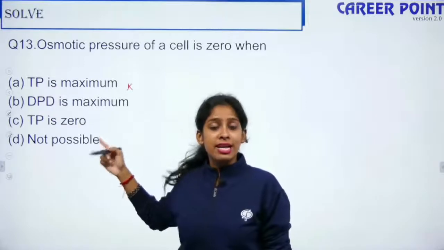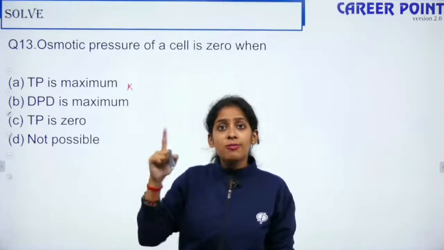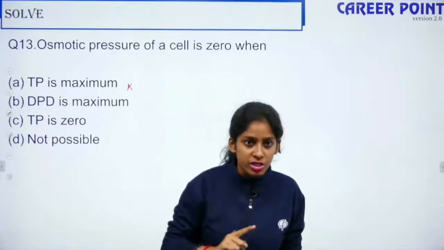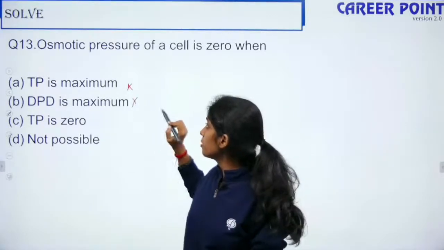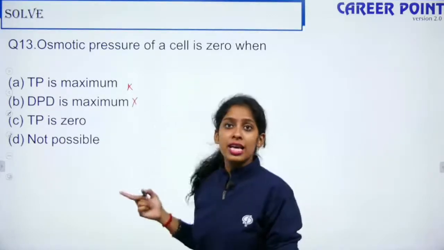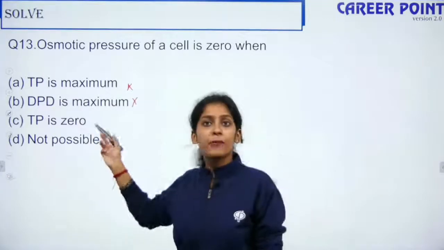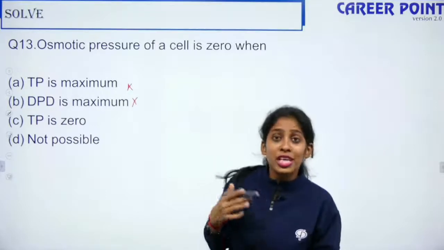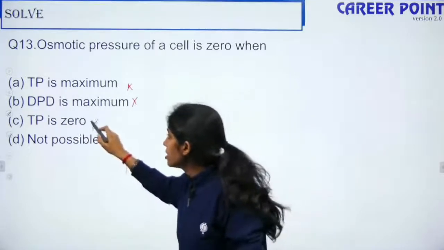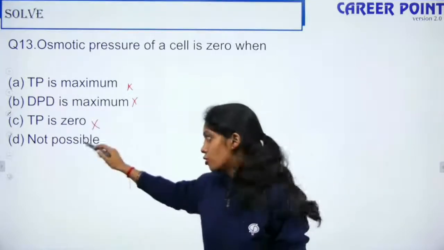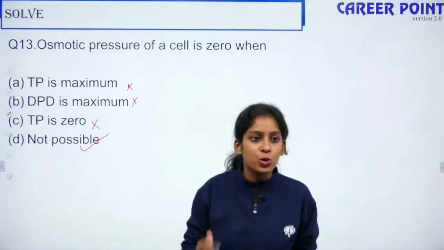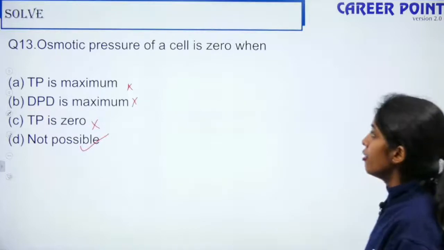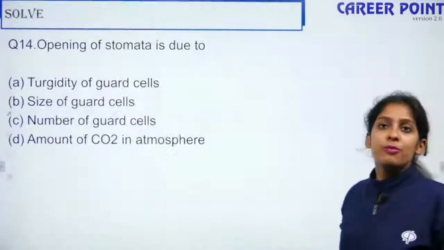When DPD is maximum. DPD is maximum only when your turgor pressure is negative, not when osmotic pressure is 0. So this is also not possible. Your osmotic pressure of a cell cannot be 0 when your turgor pressure is 0. When turgor pressure is 0, your osmotic potential is equal to your DPD. So even this condition is not possible. So nothing is possible here. That will be the right answer. So it is not possible.